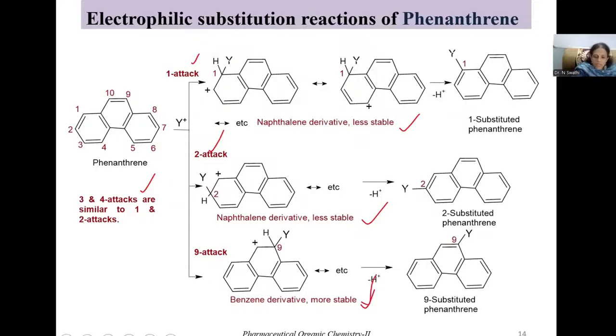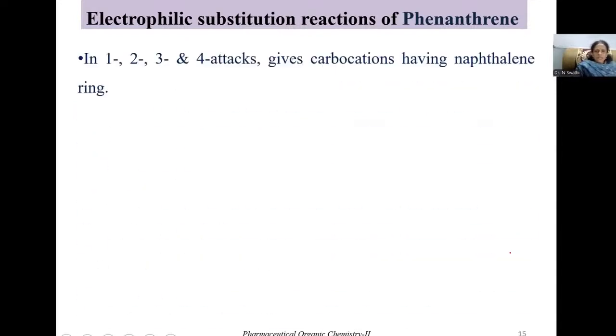So as soon as it is formed, immediately it will undergo deprotonation and it gives the corresponding 9-substituted phenanthrene rapidly. It is because of this reason that among these 5 attacks, 9 attack is the preferred point of attack in the case of phenanthrene. So the same is mentioned here.